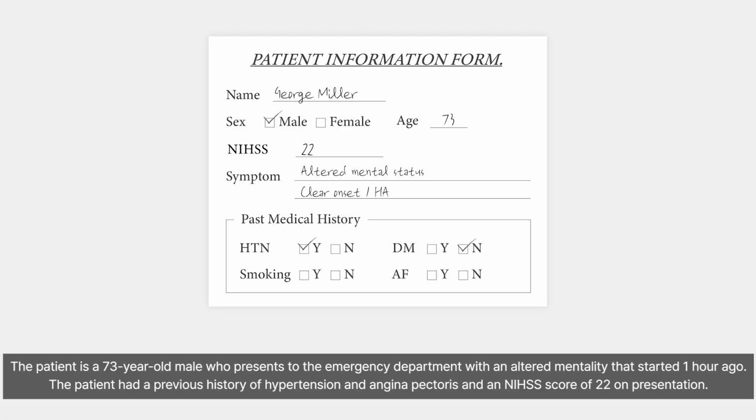The patient is a 73-year-old male who presents to the emergency department with an altered mentality that started 1 hour ago. The patient had a previous history of hypertension and angina pectoris and an NIHSS score of 22 on presentation.